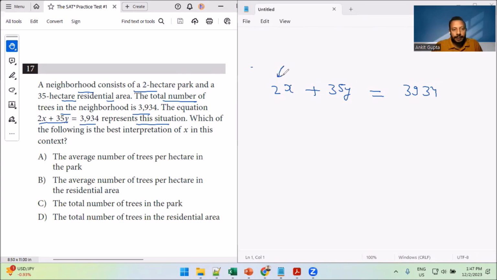So the park was 2 hectare, the residential area was 35 hectare, and we are multiplying 2 with x and adding that with 35 times y to get the total number of trees. That means x should represent the average number of trees per hectare in the park, and y should represent the average number of trees per hectare in the residential area. So let's look at the option choices. The average number of trees per hectare in the park, that's what we were looking for x. So the answer will be option number A.